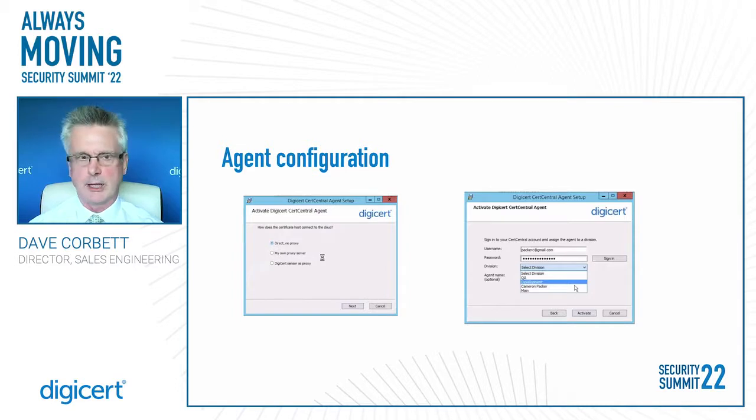So this obviously allows us to identify the correct account and the correct privileges that the agent needs when it connects to CertCentral. But please bear in mind as well, this information is not stored on the agent. Once we've actually authenticated the agent to your CertCentral account, then the information is no longer required by the agent, and it will be deleted securely on the agent.